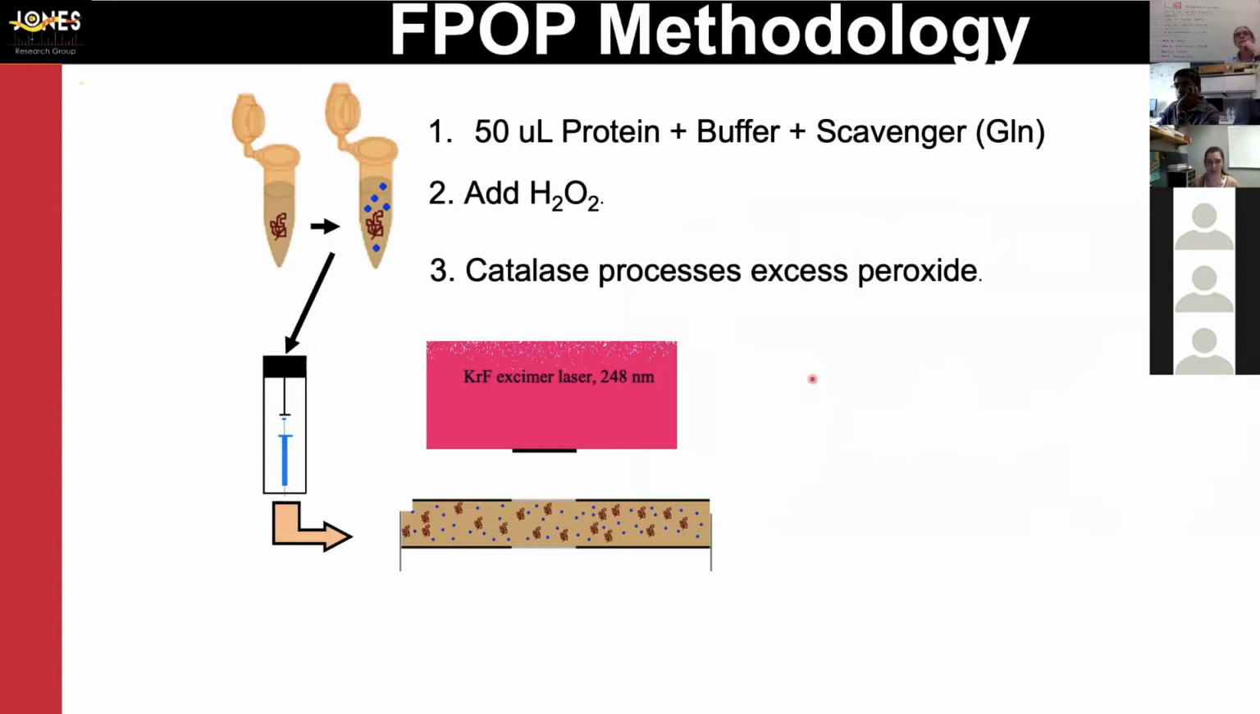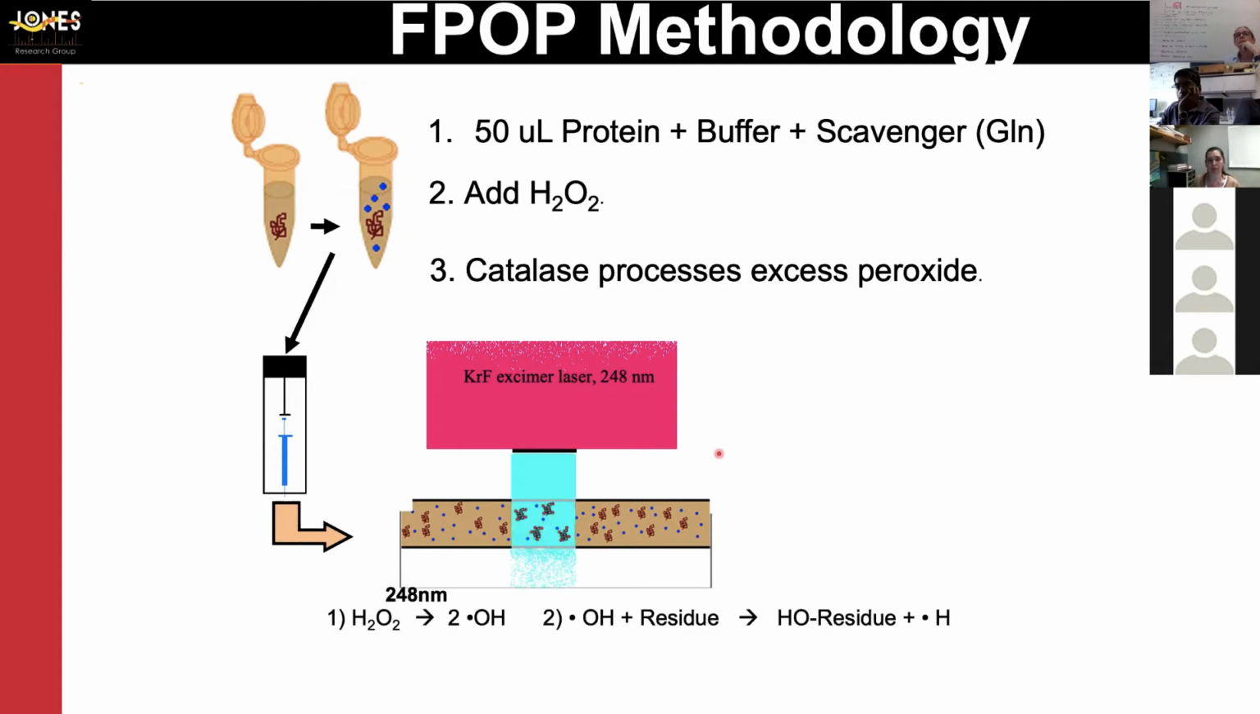So just to give you an idea of how FPOP works, generally we do use 50 microliter volumes. We have buffer. There are a lot of buffers that will work. There are some that won't because they will scavenge the radical. We mainly use phosphate buffer, and we have our scavenger. So just prior to the reaction, we add our hydrogen peroxide, put it in a syringe, and begin to flow it through a flow tube. So we do use a pulsed excimer laser.